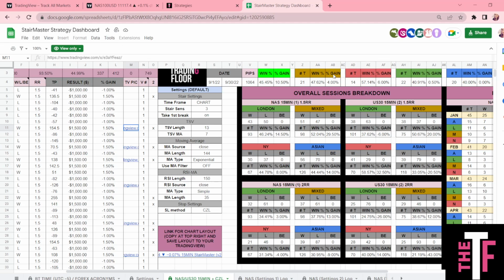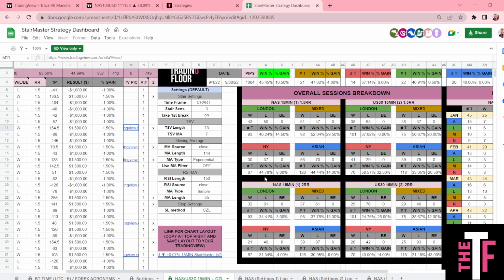Basically, it's very rule-based, this one, so you can see what our data looks like. We test out all the sessions so we can see good, bad, in between. For US 30 or NAS 100, if you're interested in trading them, that's what we tested this with. You'd most likely be trading NASDAQ in the mixed session. So you can see NAS up here, 15-minute for a 1.5 reward, you could be looking at a 52% win rate and a 29.5% gain.